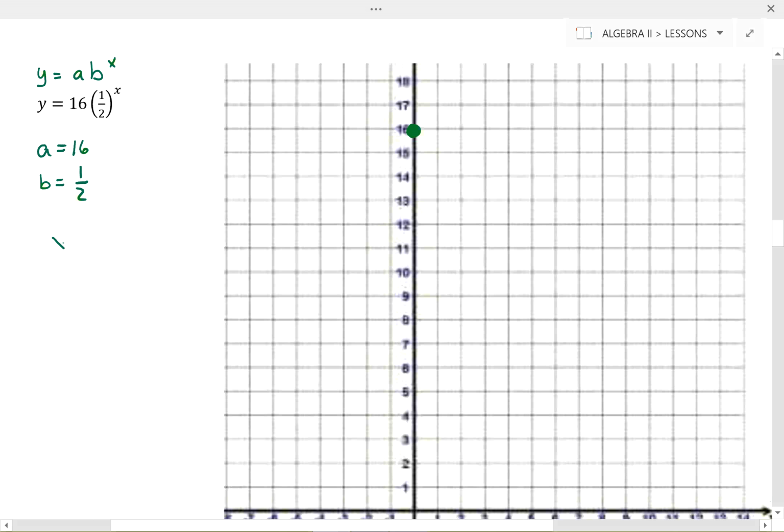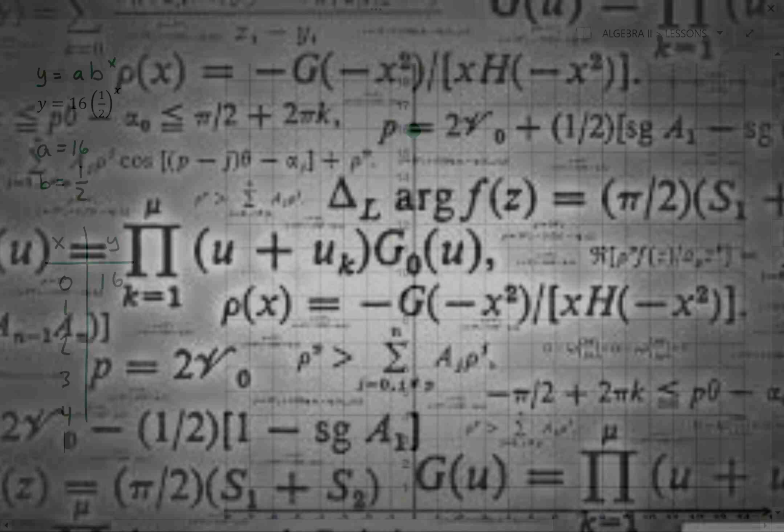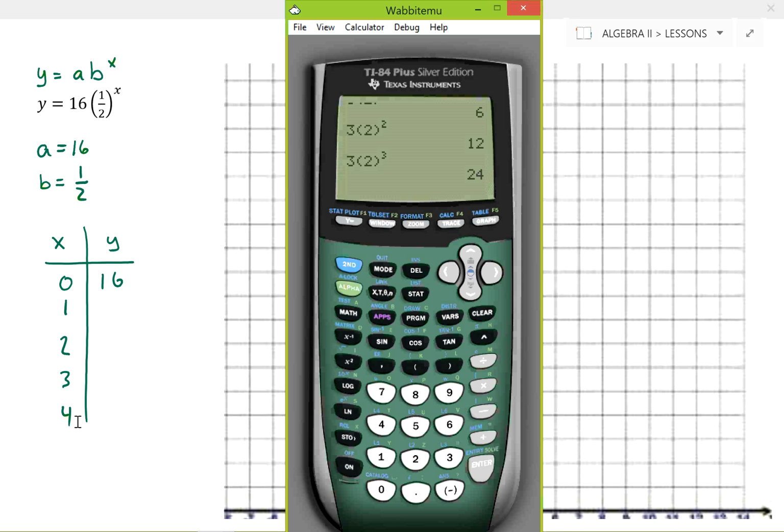And then from that, I'm going to again build a t-table. But I'm not going to build a t-table on both sides of this point, 0, 16. I'm only going to look at values greater than x equals 0. You'll see why I do that in a moment. So let's look at 1, 2, 3, and 4. Getting our calculator back up here.